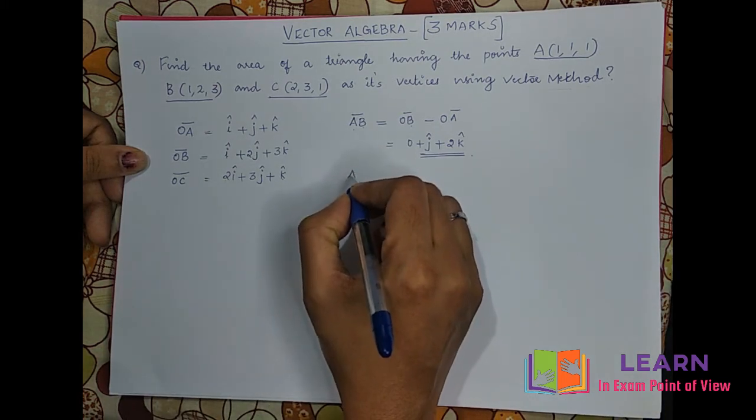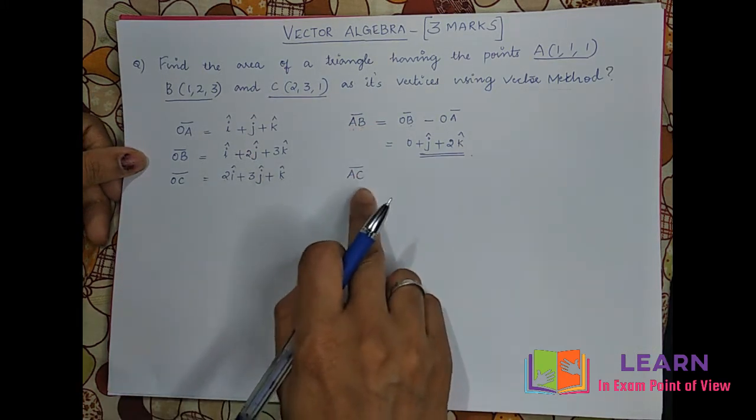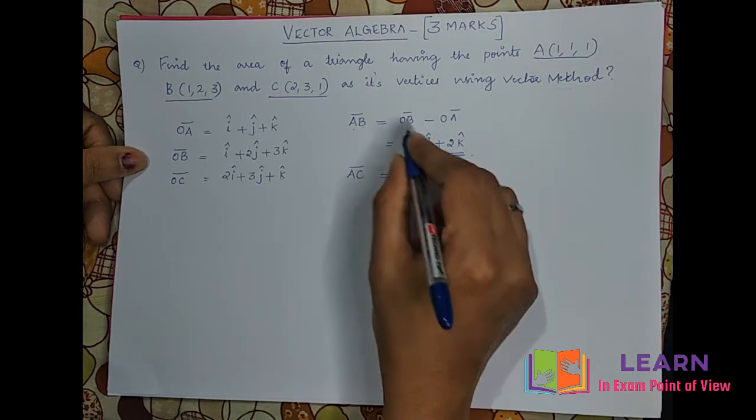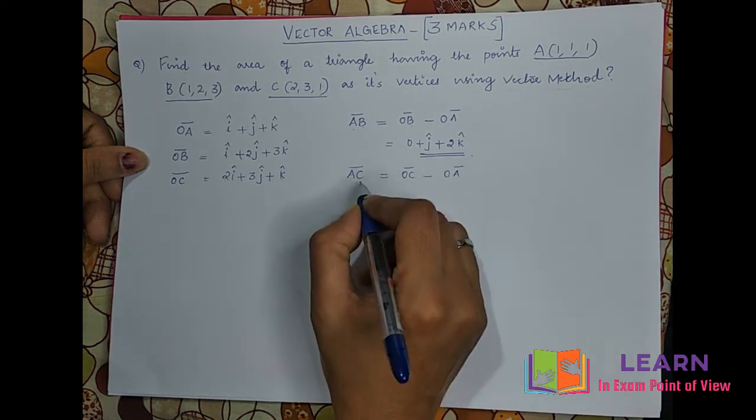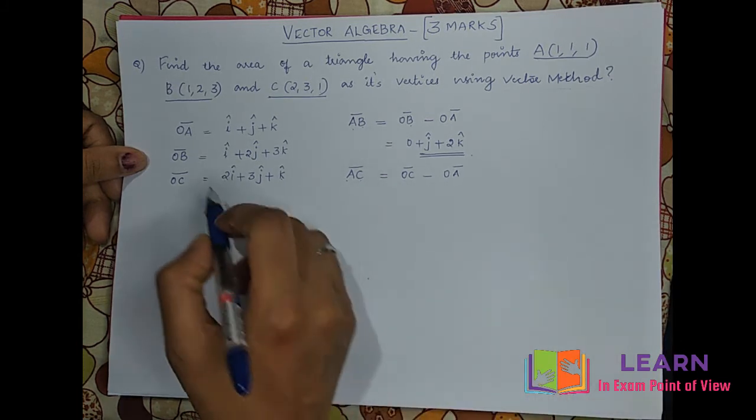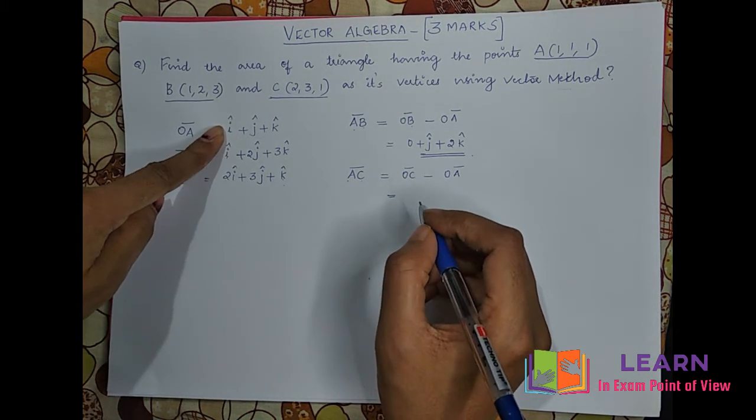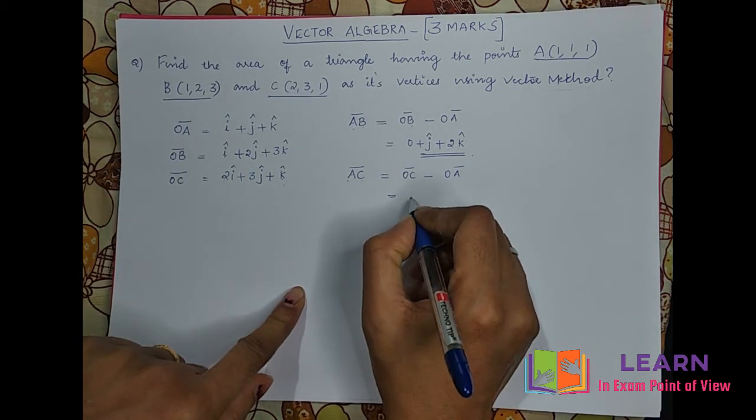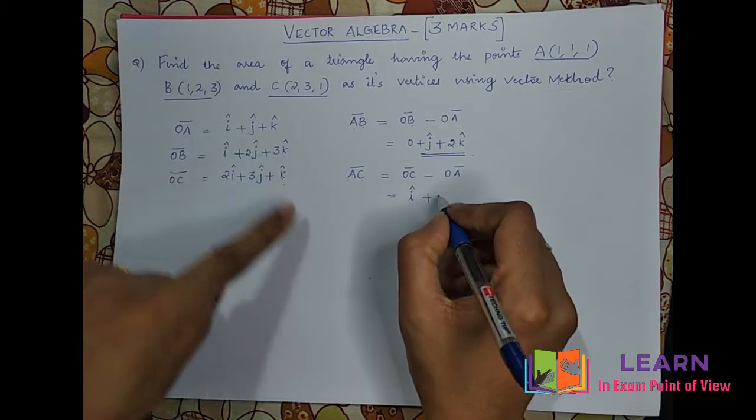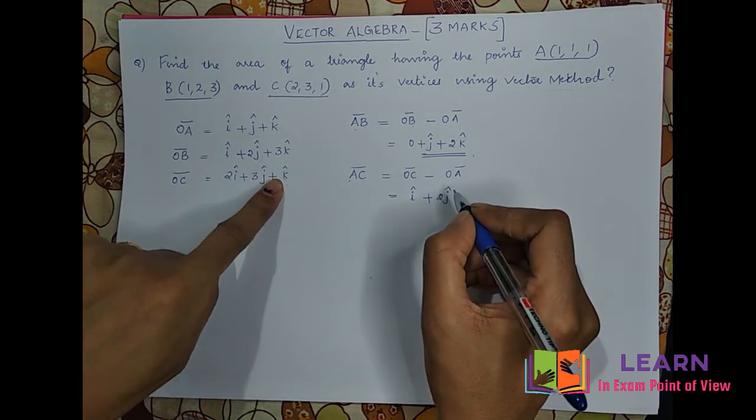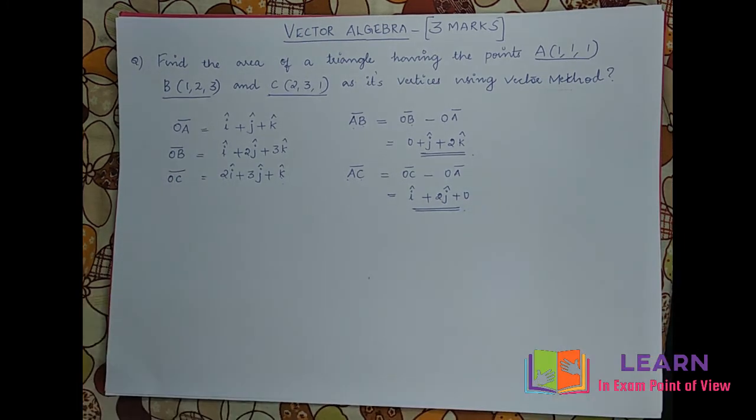Similarly, we can take another side AC. For a triangle ABC, we are taking AB and AC. Then what is AC? Similarly, like this, we can write OC minus OA, correct? Here OC minus OA. 2 minus 1, so 1I. Plus 3 minus 1, 2J. Here 1 minus 1, 0. Plus 0. So this is the AC vector.